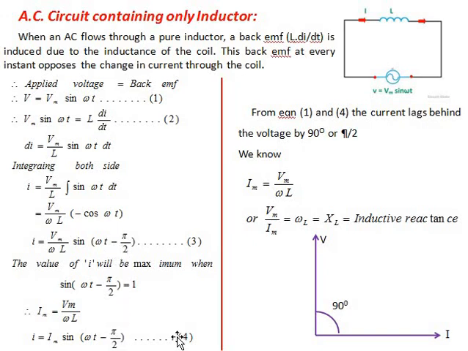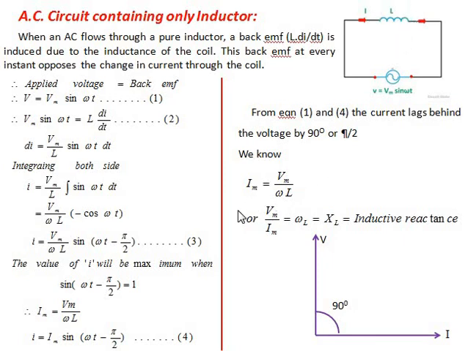Now dear students, compare equation 1 and equation 4. This is the applied voltage and this is the flowing current. So what does it show? Here the current is lagging behind the voltage by 90 degrees. Because it is theta minus pi by 2, a phase difference of 90 degrees arises when an AC voltage is applied to the circuit containing only a pure inductor.